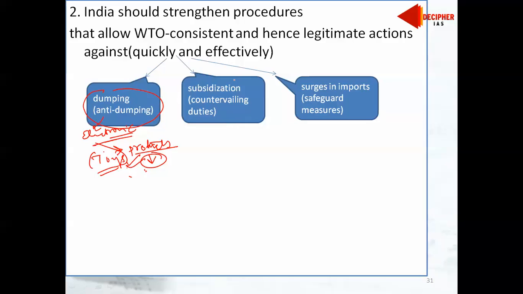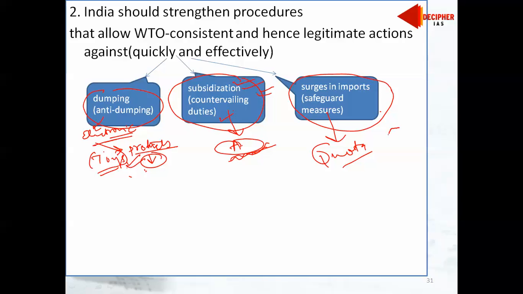Similarly, for the subsidization provided by the developed economies in the context of agriculture, India can put countervailing duties so that the agricultural prices become at par with the prices in the Indian market. Similarly, surges in imports can be protected by safeguard measures, like some import quota, that only 5% of this much product can be imported to India.